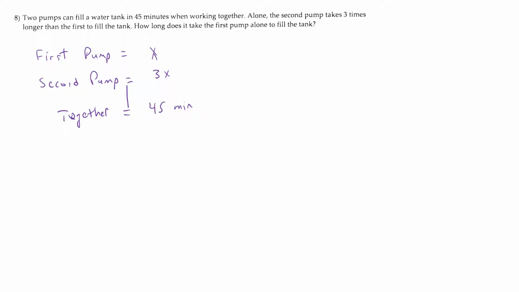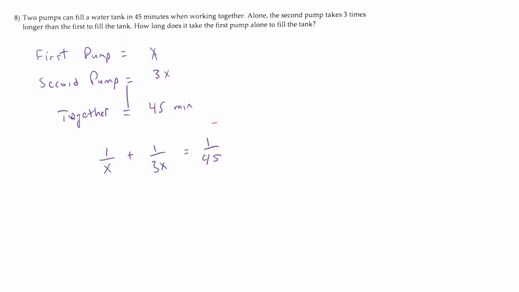And anytime we have a working together problem, we can go 1 over the time for the first pump plus 1 over the time for the second pump equals 1 over the together time. What we're doing is we're adding the work rates of the first two pumps together, and that'll equal the together work rate. Now it's just a matter of solving this equation.